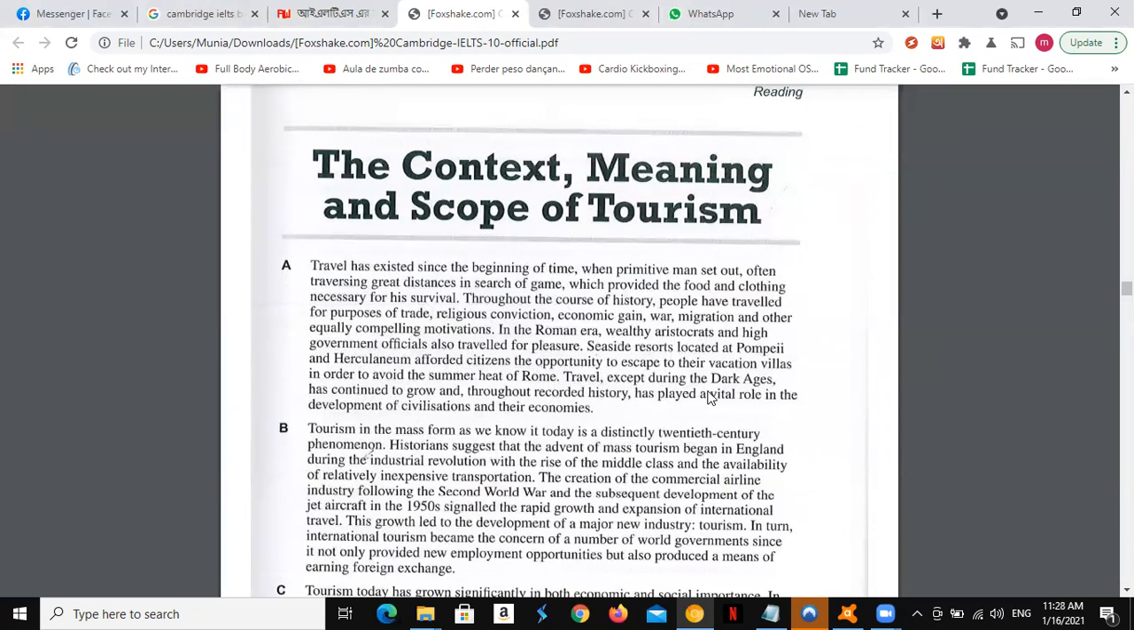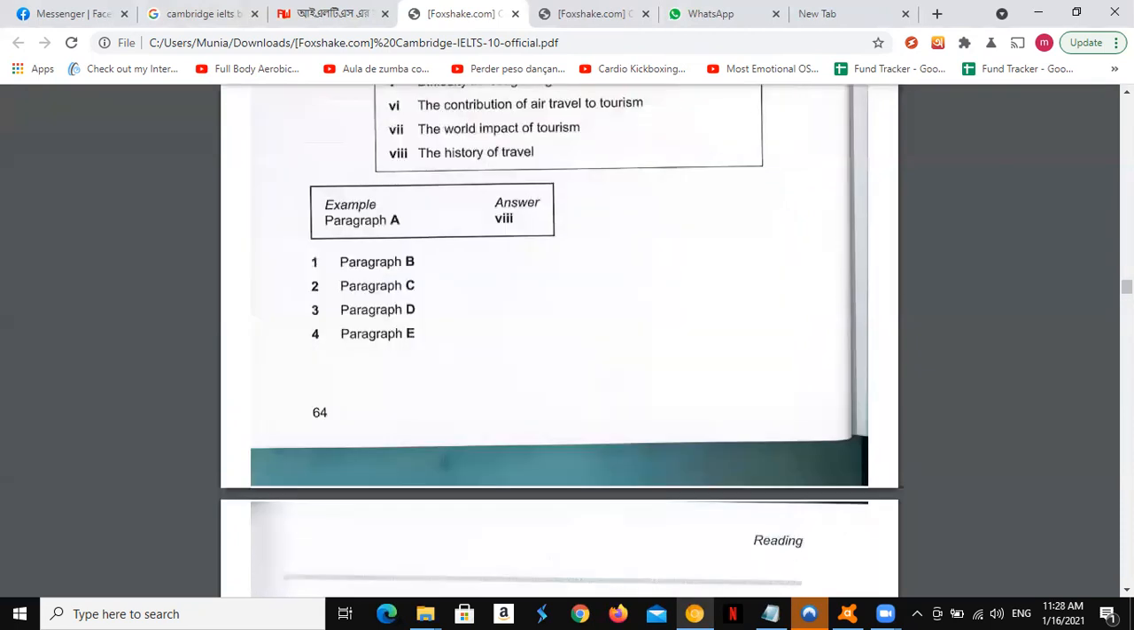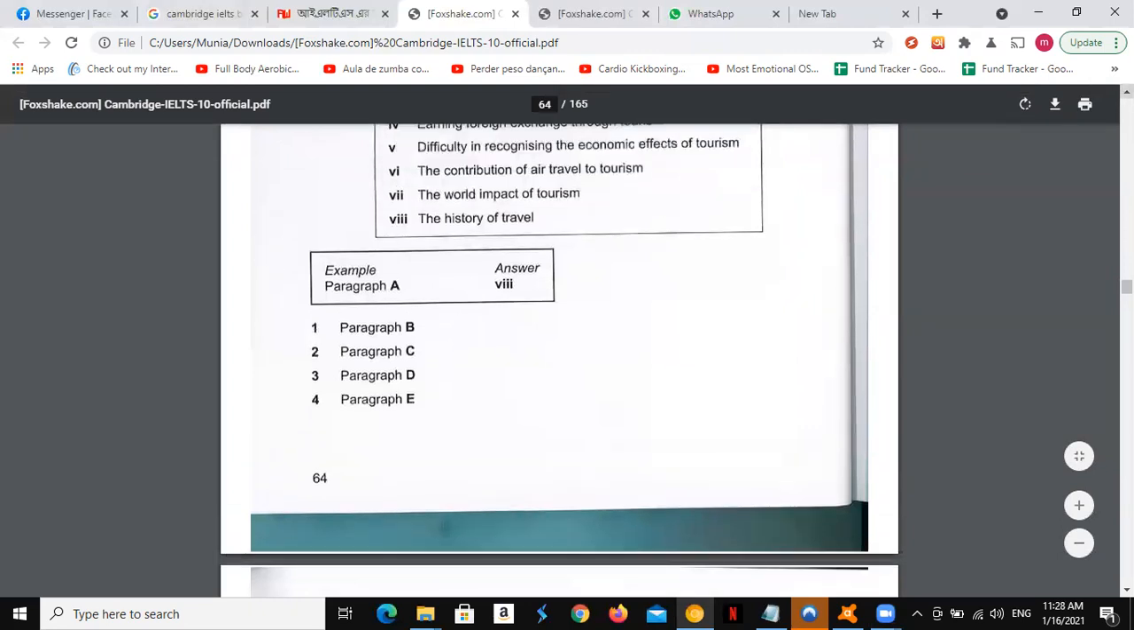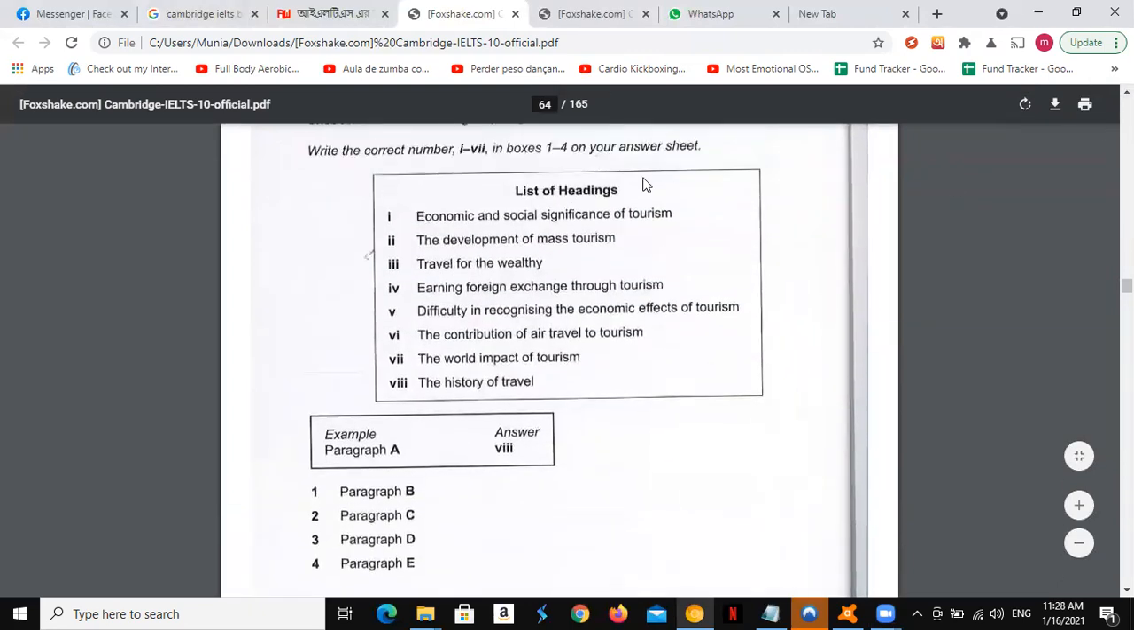In this whole passage, they talk about the past: how it started, when it started, how people started to set out for food and survival and the hunt for game. So the overall gist is history. Let's see in this list of headings where they talk about history.